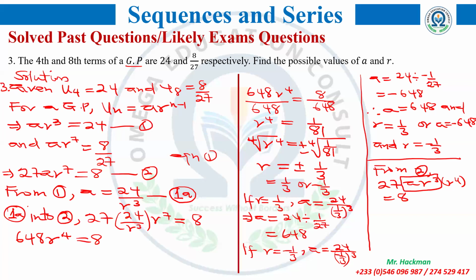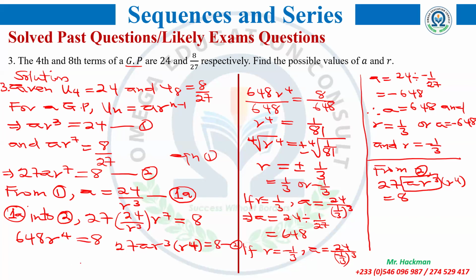Okay, so at this point, if you want to go this route, before you label your equation, make sure you write the equation as 27 AR cubed into R to the power 4 is equal to 8. And take note of this. We'll do binomial theorem, so we'll be using this concept. So R to the power 4, not R4. So at this point, I label this one as equation 2.